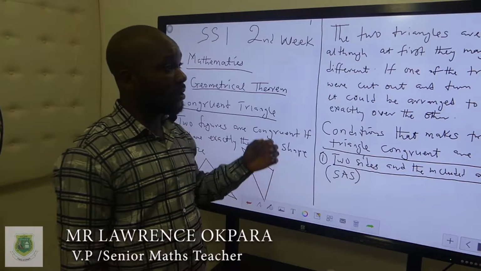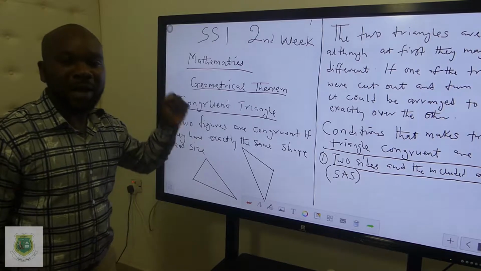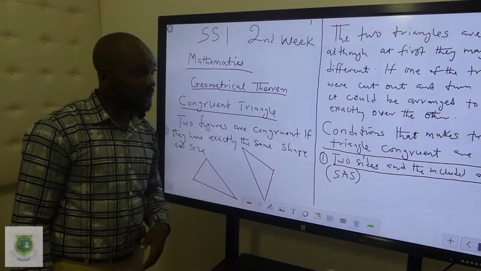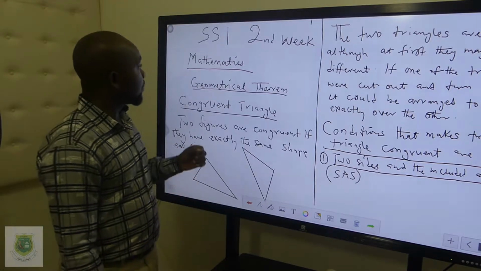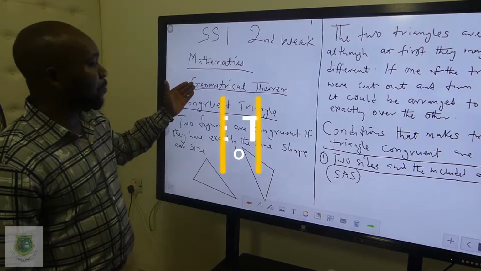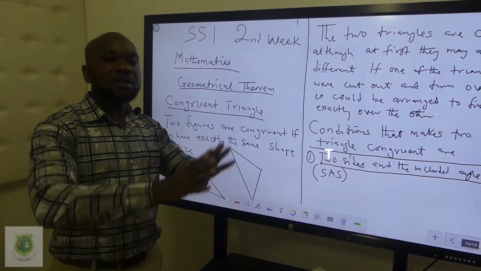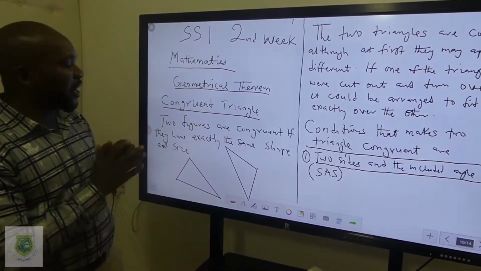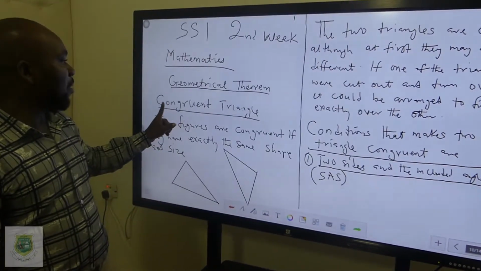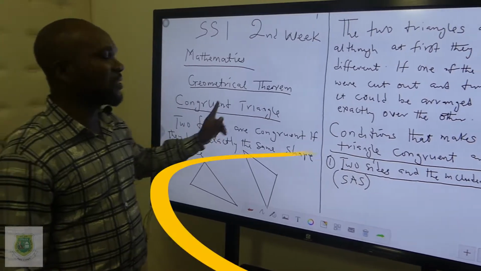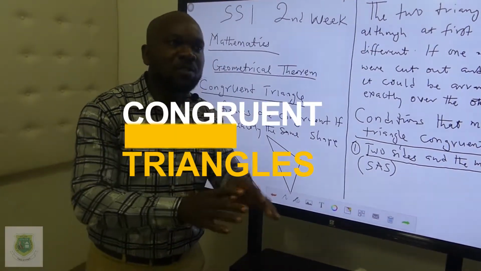I'm your maths master, Mr. Lawrence. But we are here to look into what we have in our second week scheme of work. What we have there is geometrical theory. In this geometrical theory, we are going to look at two main things. One of them is what? Congruent triangle. First of all, we're going to ask ourselves, what is congruent?